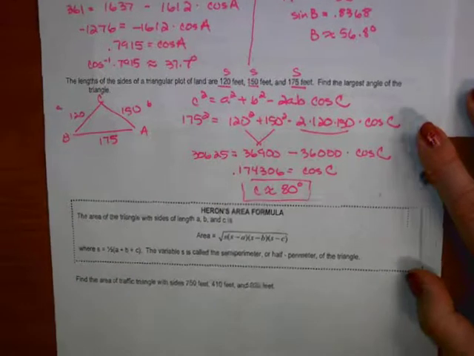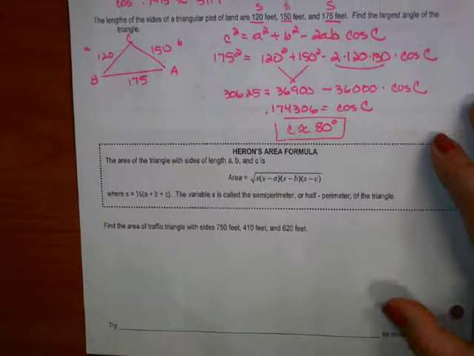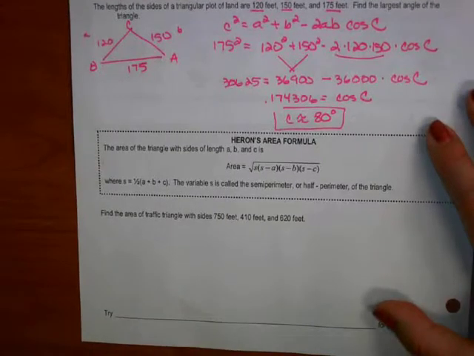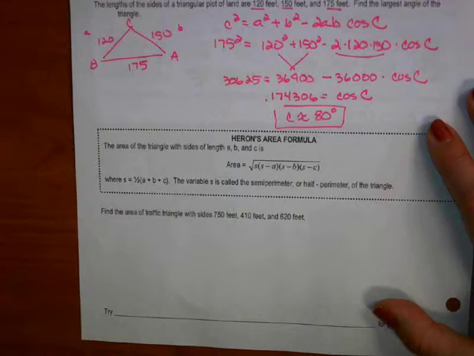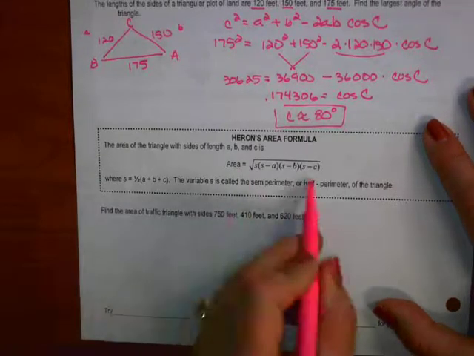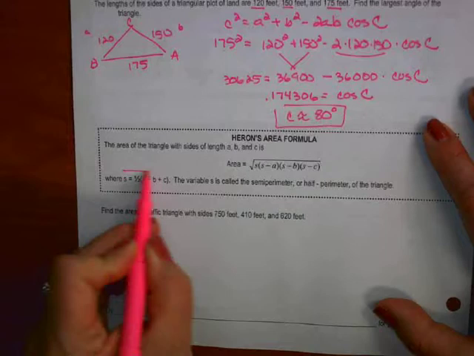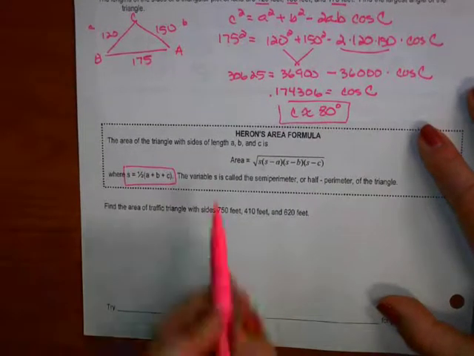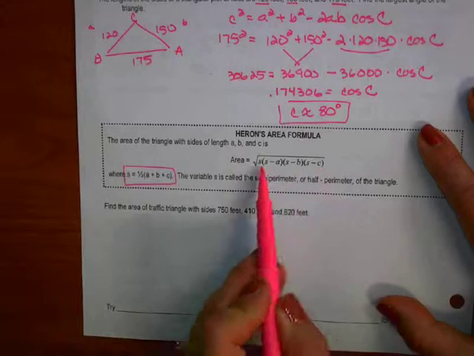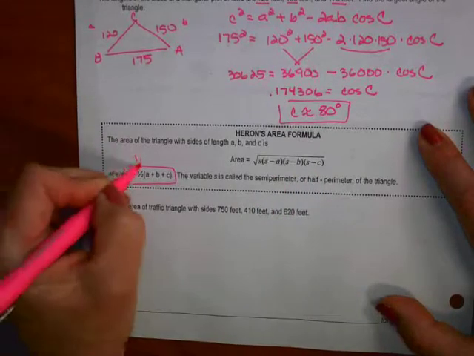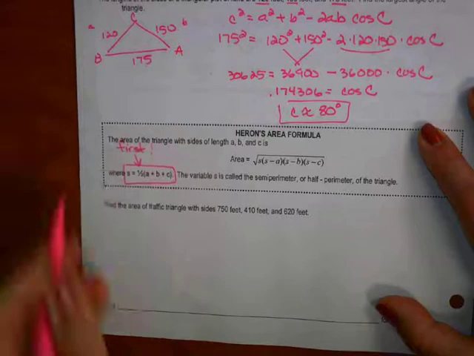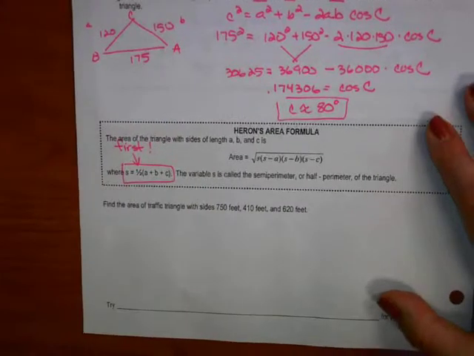All right, last thing you've got to do is Heron's area formula. Find the area of a triangle with the side lengths of A, B, and C. It's not bad. This is the formula right here, but you always have to find S first. If you don't have S, you've got to find that first, because then you plug that number into this formula right here. The variable S is called the semi-perimeter or half perimeter of the triangle. Whatever that means. What is a semi-perimeter? Interesting. I didn't look into that.